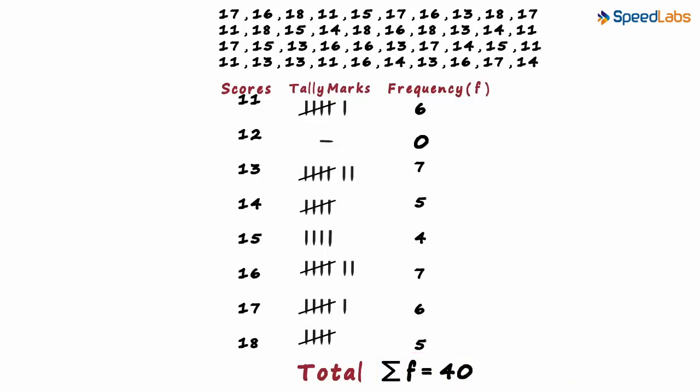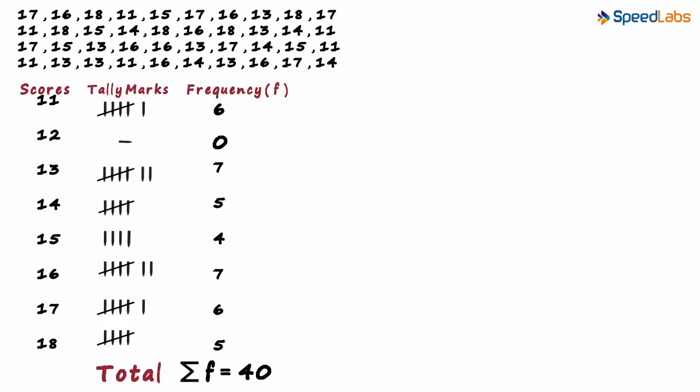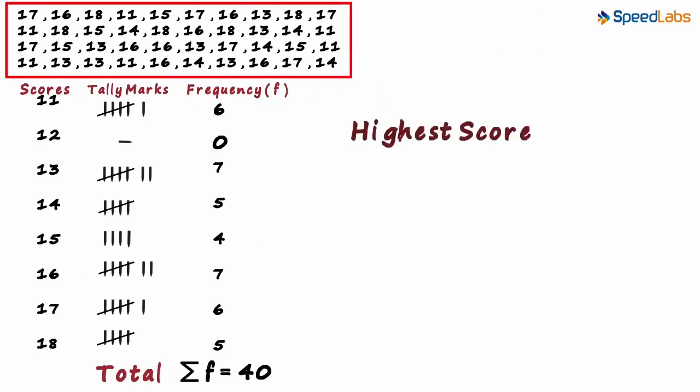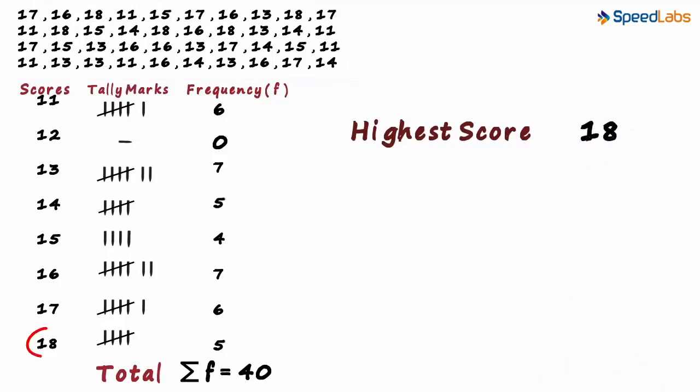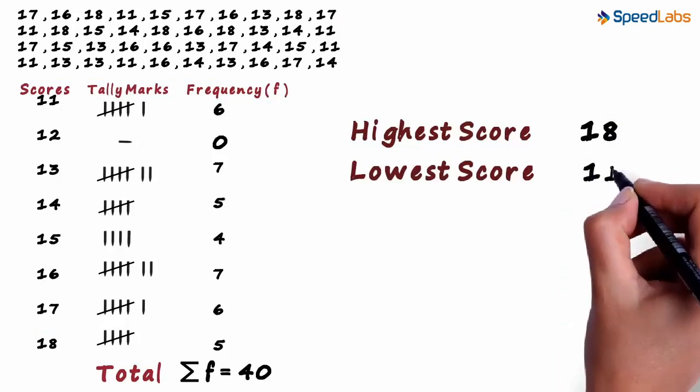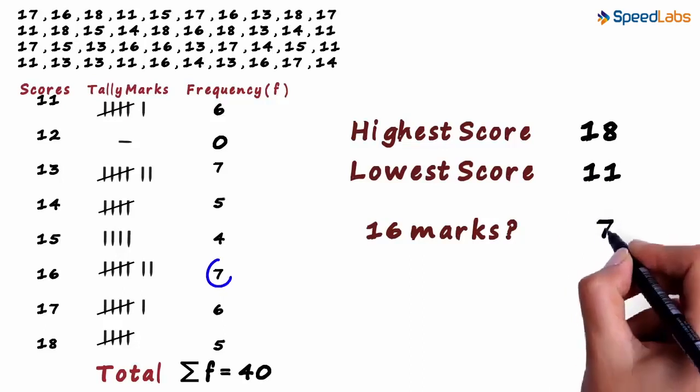So how would we benefit by making such a table? What are the kinds of questions that we will be able to answer swiftly? What is the highest score scored by a student among these 40 students? It's 18, the last number in the first column. And what's the lowest score? It's 11, the first number in the first column. How many students scored 16 marks? It's the frequency of 16, which is 7.